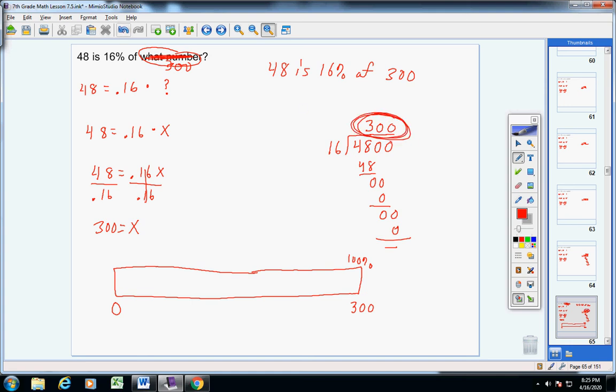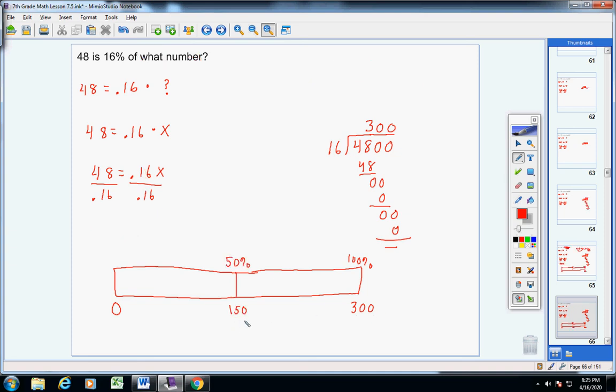Okay? Now, 48 is 16% of 300. Okay? So that means I'm taking 16% out of 300. And when I do that, I get 48. Okay? So I'm taking 16% of this total right here. So 300 is my 100%. Now let's cut that in half. If I cut 100 in half, I get 50. Cut this in half, I get 150 right here.